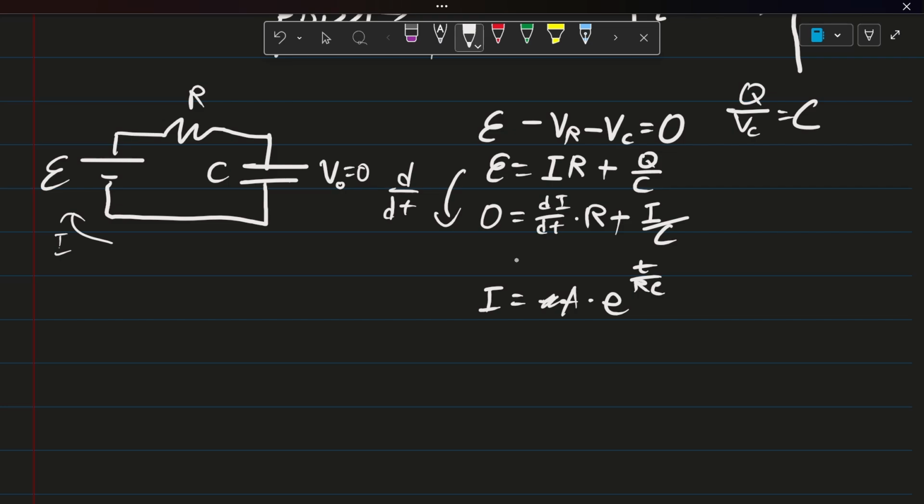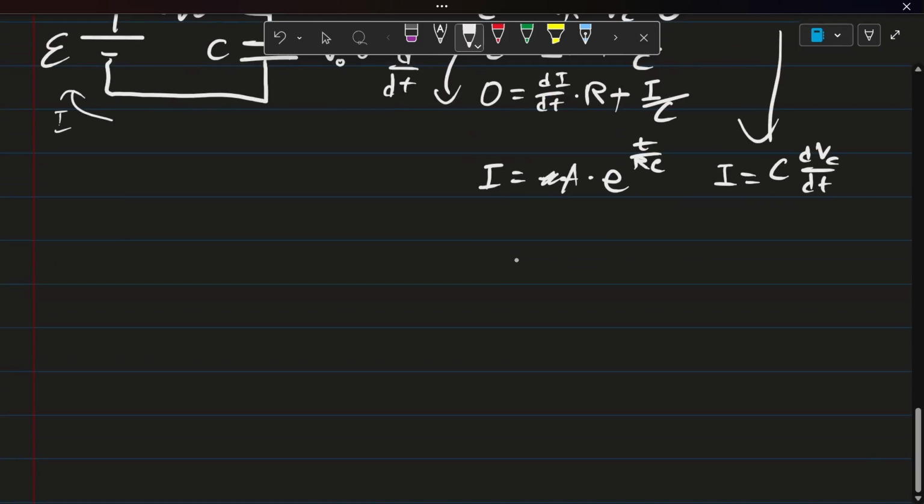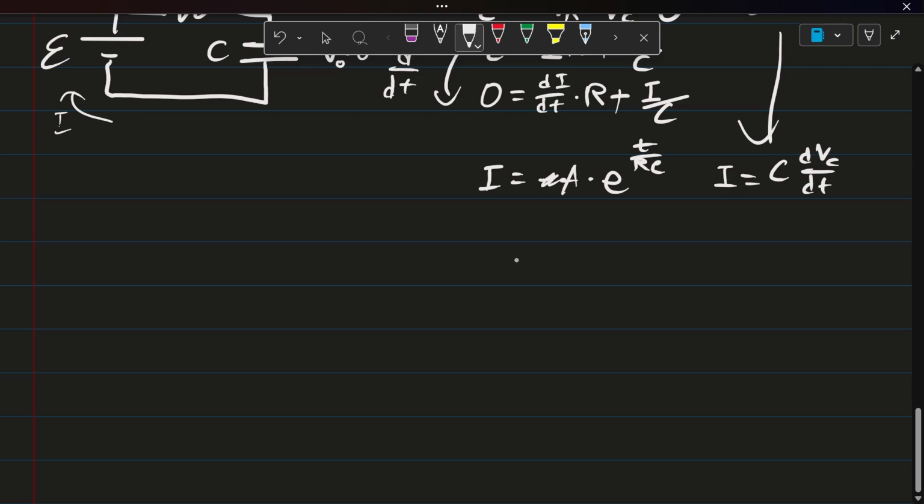So what we got here is I, right? And we know that from here we could just derive this again. I is pretty much C dVc over dt, right? So we need to do the integral of this to get our voltage. If you integrate this over dt, it should give C Vc. So let's actually divide this by C.